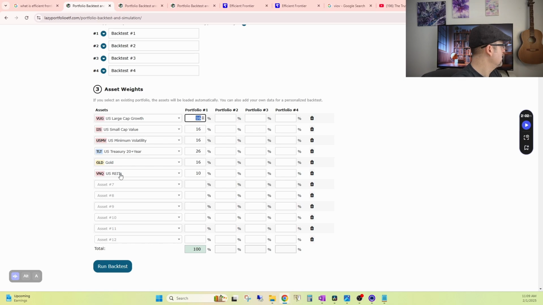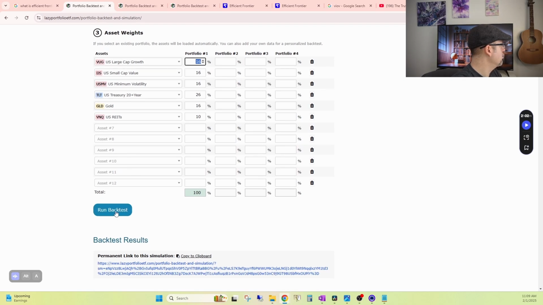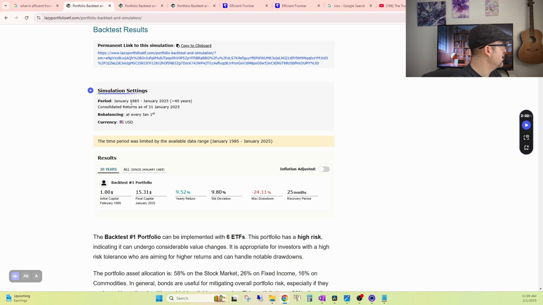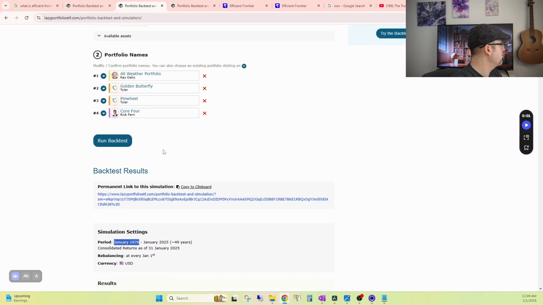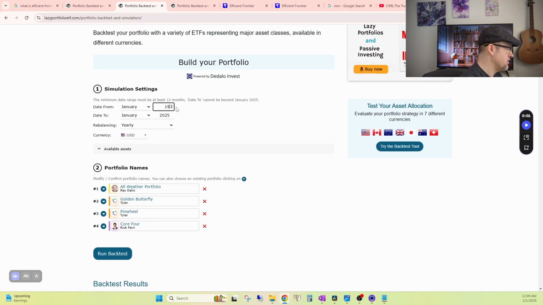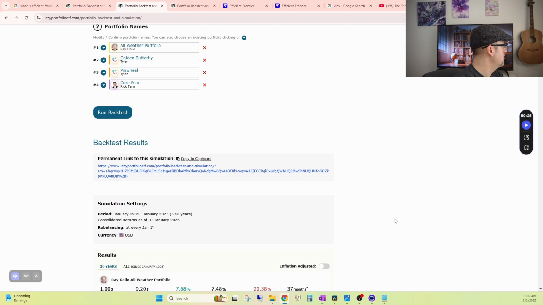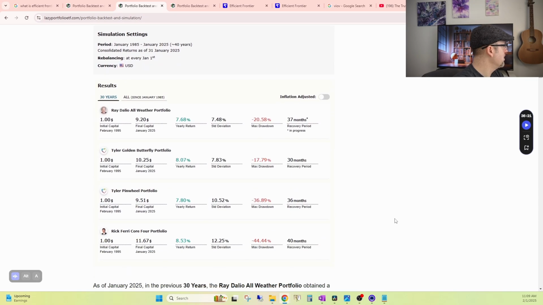Okay, and then we are going to run the back test on this one. Okay, we run the back test on that. We notice the back test on this says that we have started in 1985. So we want to adjust the other one to 1985 also, so that we have a better comparison. 1985, okay, and then we'll run that back test. Okay, within here we can see we have 1985 to 2025, 40 years of data.